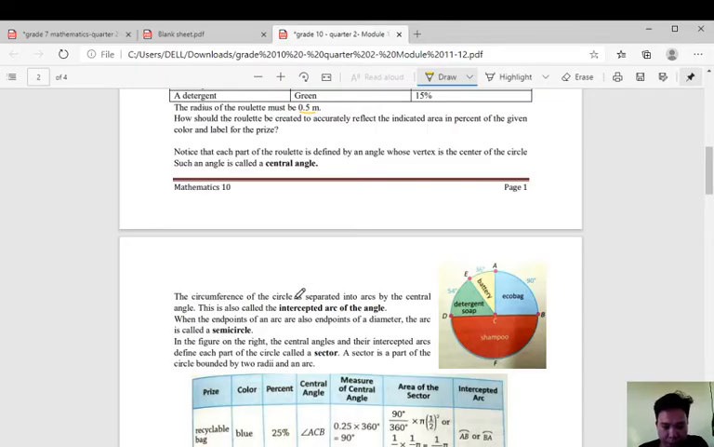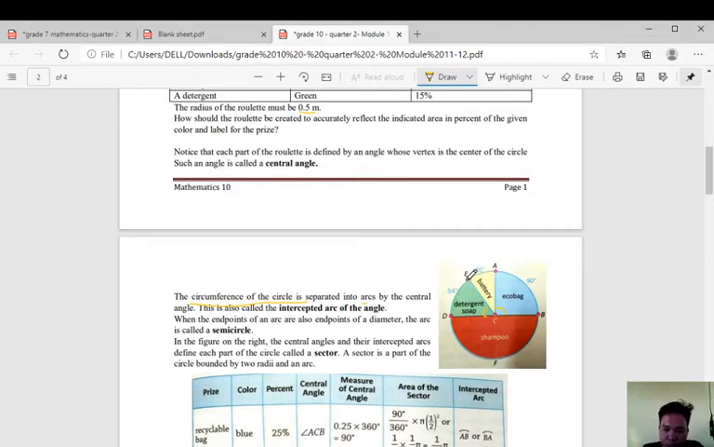So, the circumference of the circle is separated into arcs by the central angle. When we say central angle, it is an angle that is formed in the center of our circle. For example, this is a central angle. This one, that is a central angle. The circumference of the circle is separated into arcs by the central angle. This is also called the intercepted arc of the angle.